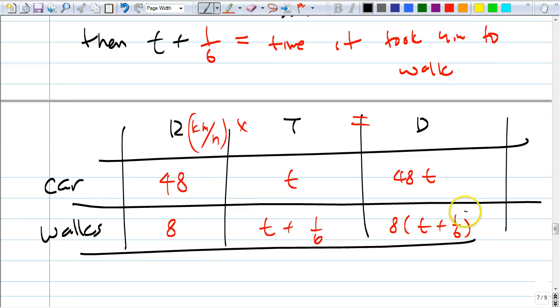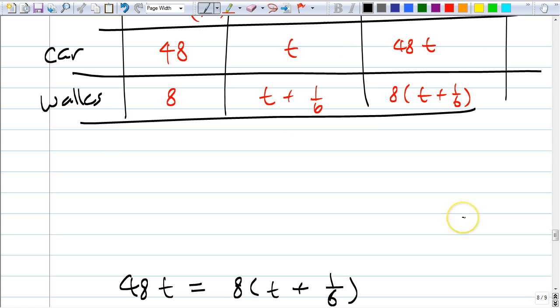Exactly. Here's the equation, right? The distance going there with the car is the same as the distance coming back, even if you're walking or taking a bike, whatever. It doesn't matter. The distance is the same. That's why you get the equation 48T equals 8 times, in parentheses, T plus 1/6. Any questions? Do you get how we get this equation? Do you think it's important to understand whether it's a round trip, opposite direction, or same direction? Yes, that's where it gives you the equation.